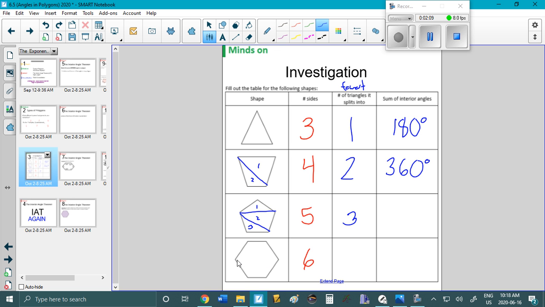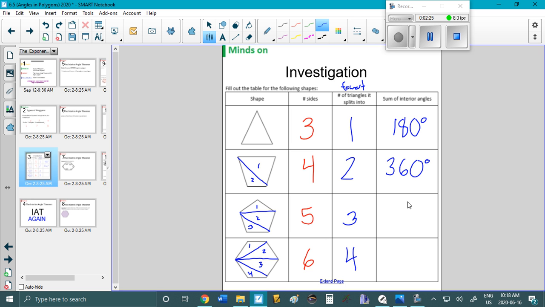And now for the hexagon, let's draw from here. So we draw 1 up there, 1 here, 1 down here. I can't do any better than that. And I challenge you to try to do better than that. I think it's theoretically impossible. And we get 4 triangles.